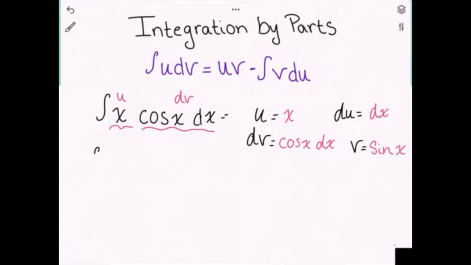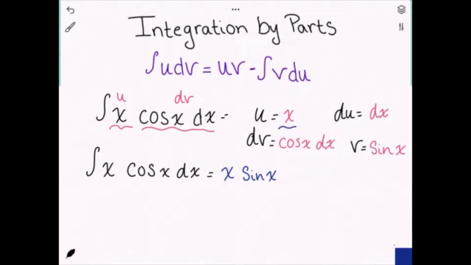Now we're going to rewrite the equation and apply the formula. First we're going to put u, and u is x, and then we're going to write v, and v is sine x, and then we're going to put the minus sign and the indefinite integral, and the v is sine x, and the du is dx.